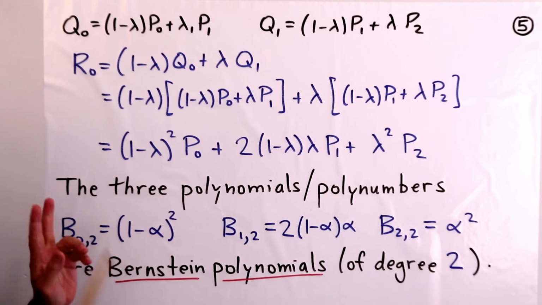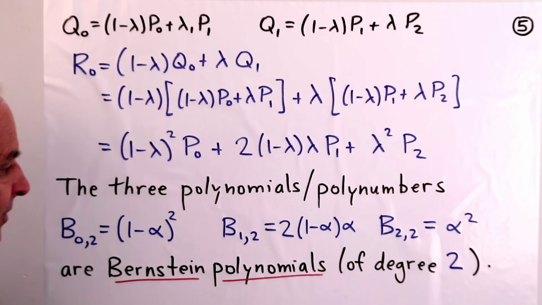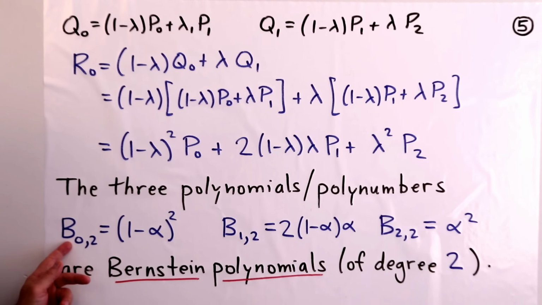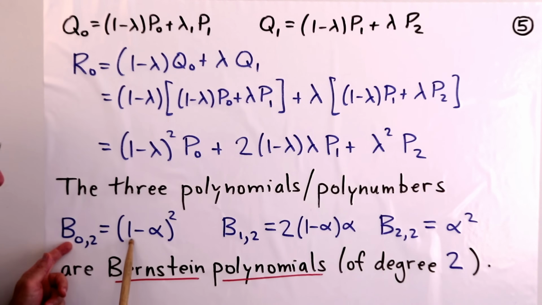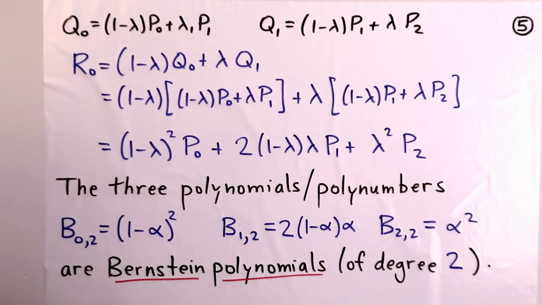And in that case, the variable is alpha rather than lambda or x or t or anything else. So in that language, the first Bernstein polynomial here is b0,2. It's (1 minus alpha) squared. Same thing here, but just an alpha instead of a lambda.